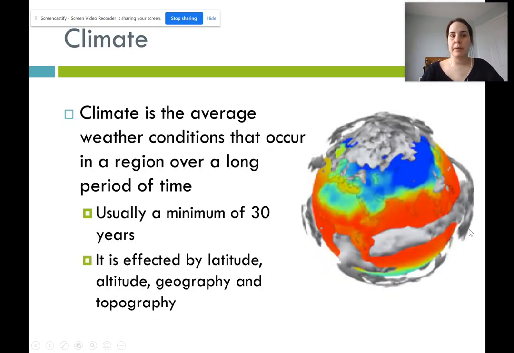So first one we're going to talk about is climate. Climate is the average weather conditions that occur in a region over a long period of time. Okay, so just like you have an average mark in the class, and that may not represent the mark that you got in each individual assignment, climate is sort of our average expectations of what the conditions will be outside based on usually about 30 years of data at least.